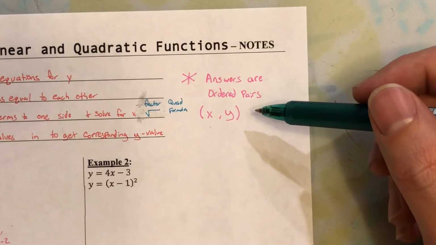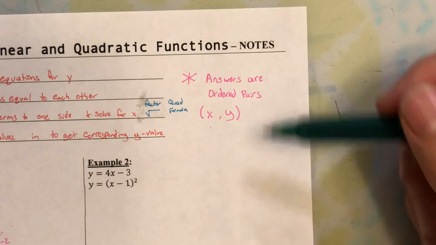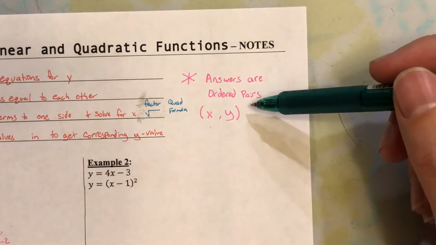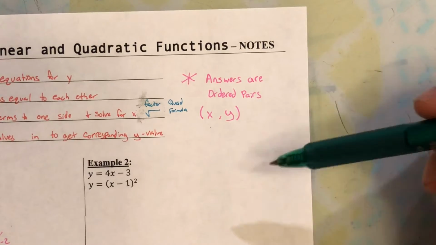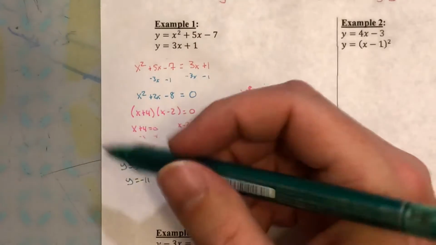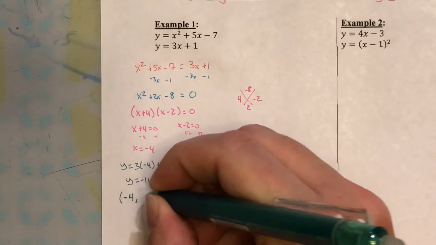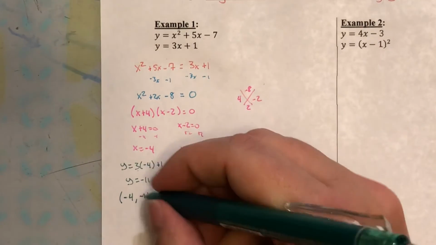Just like when we were writing our solutions to previous systems of equations, our answers are ordered pairs. So it's going to be the point where they intersect, and it's the point x, y. So it is the point for this one, negative 4, negative 11.